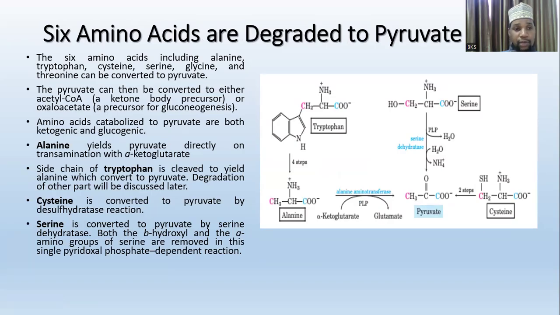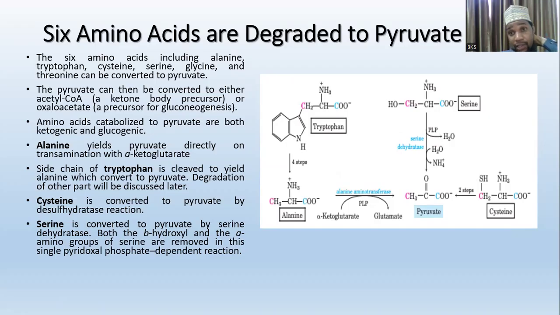We have mentioned some set of amino acids that are involved in the formation of pyruvate, which include alanine, tryptophan, cysteine, serine, glycine, and threonine. How are these amino acids converted to pyruvate? Now we will see. I've already given an example in the previous class where alanine, by alanine aminotransferase, is converted to pyruvate with the amino group being transferred to alpha ketoglutarate.